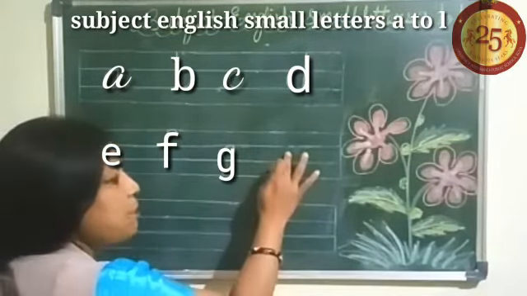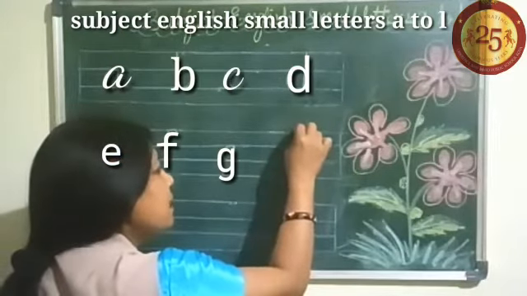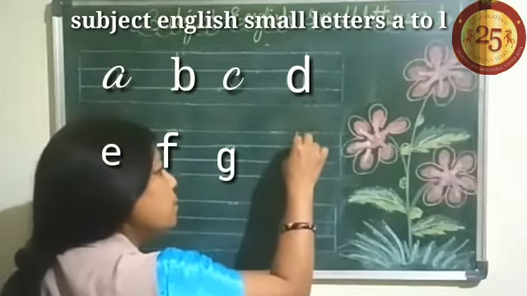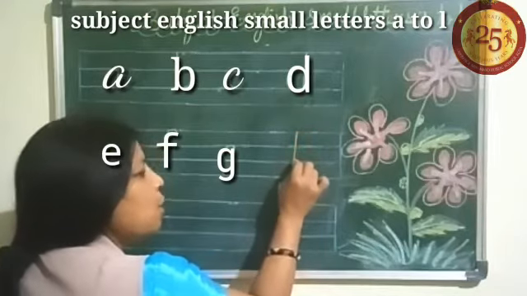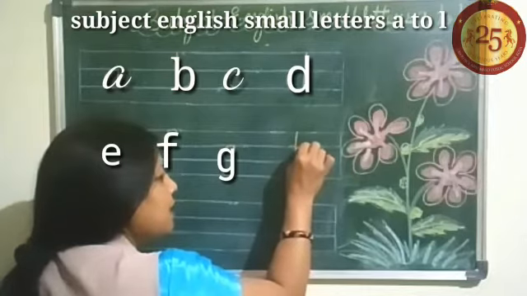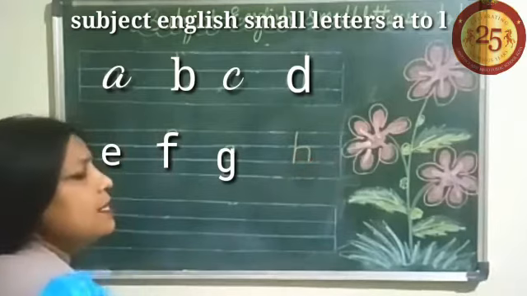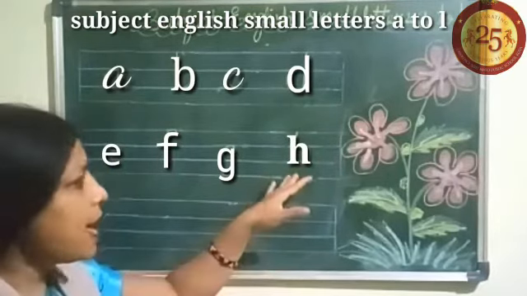Here we will write a small letter H. Put your pencil here on red line. Come down with the standing line, red line to blue line, like this. Go up with same line. Touch the blue line and slightly turn it. Come down and touch the blue line. This is a small letter H.